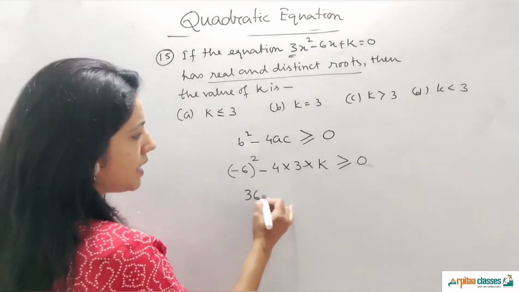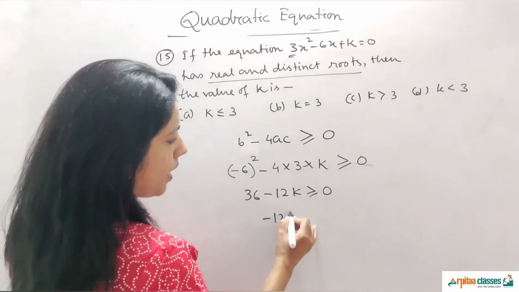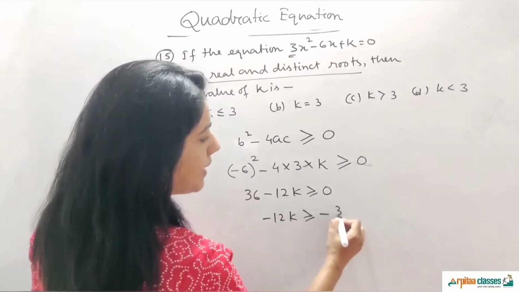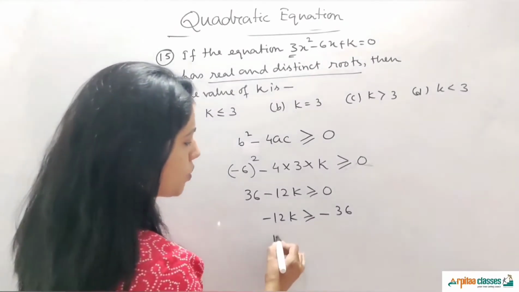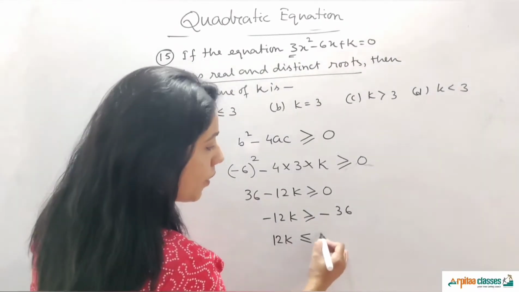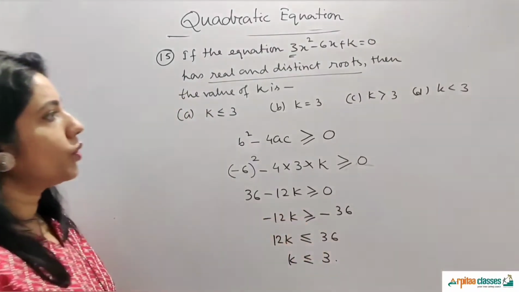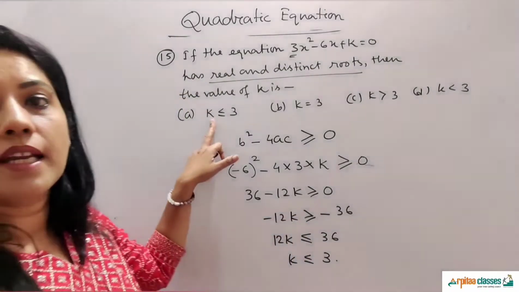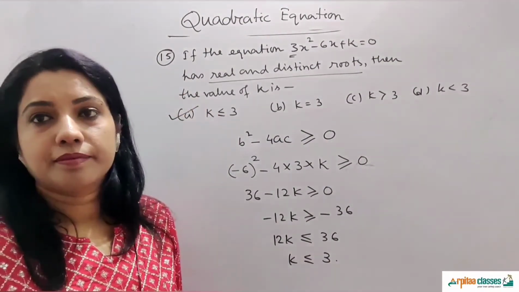So this is 36 minus 12k greater than equal to 0, minus 12k is greater than equal to minus 36. Now you have minus on both sides, so it will be 12k less than equal to 36 or k would be less than equal to 3. So your option is k less than equal to 3. This is your right option A.